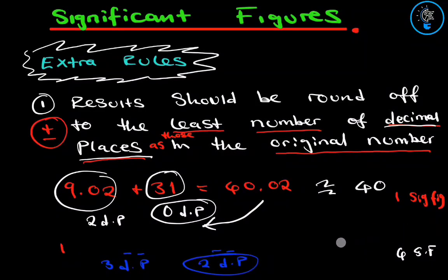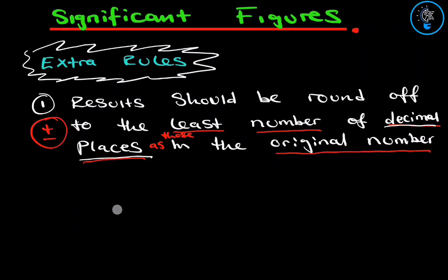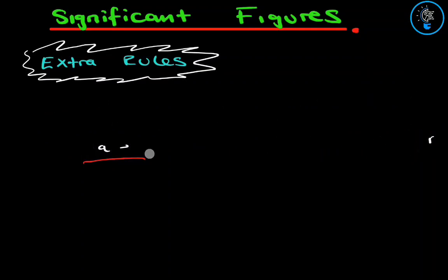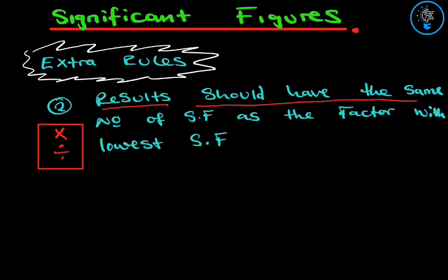Okay, let's dive into the last rule that you need to know, which is the rule that governs multiplication and division. Let's get rid of everything. Okay, so we have this rule which states the result. By the way, we are talking about multiplication and division now. So under this one, the result, your solution, should have the same number of significant figures as the factor with the lowest significant figure.